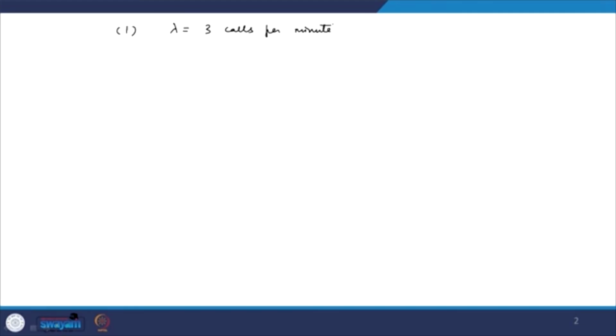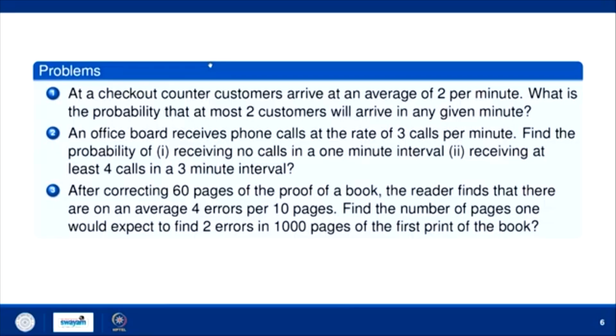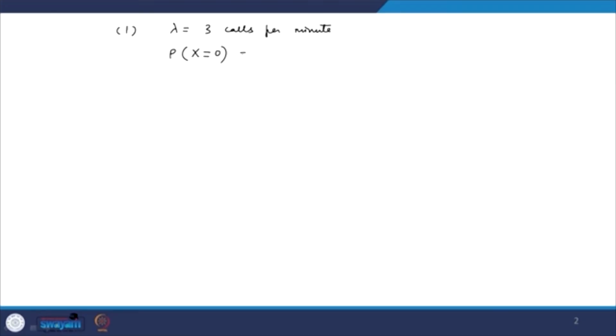Okay. Now, what to find out? Probability for x equal to 0. See, what is there in the problem? Receiving no calls. Receiving no calls means what? X equal to 0. So, how to find probability for x equal to 0 in this case? It is e raised to power minus lambda, lambda raised to power 0 upon factorial 0, and what is lambda? Lambda is 3. So, it is e raised to power minus 3 upon 1, that is e raised to power minus 3. So, this is how we can solve the first part.